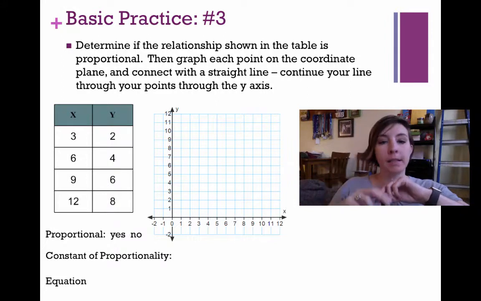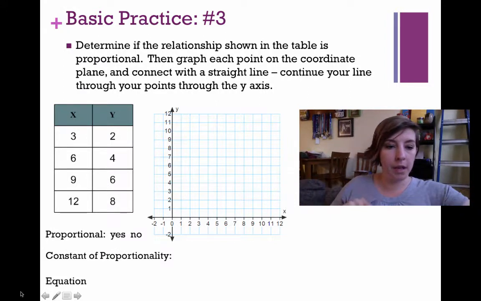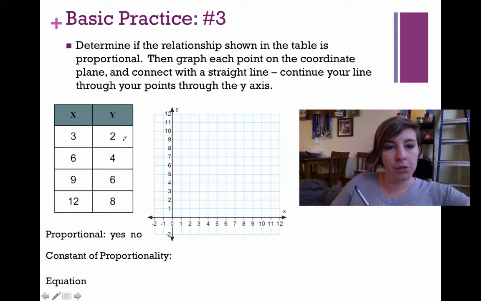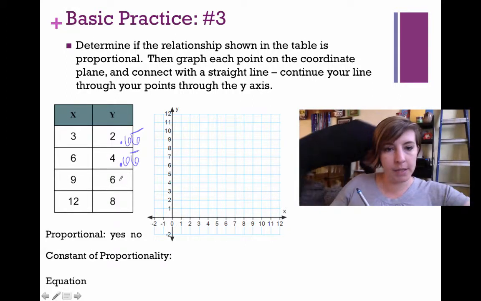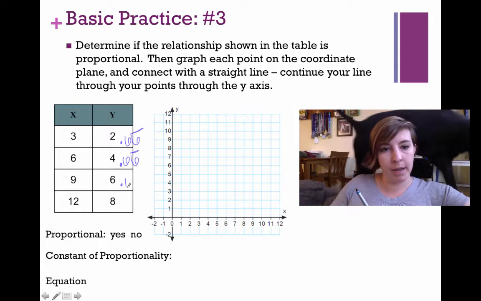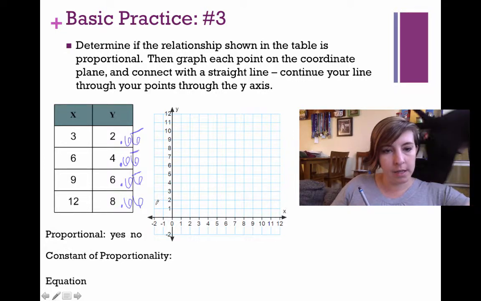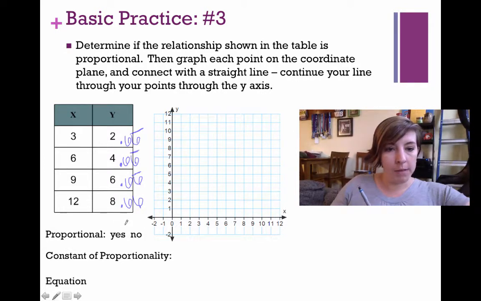Okay, so let's see here if this table is proportional. And if it is, we're going to write our equation, and then we're going to graph it. So 2 divided by 3, when you divide that out, as a decimal is 0.66 repeating. As a fraction, it would be 2/3. 4 divided by 6 is 0.66 repeating. 6 divided by 9 is 0.66 repeating. And 8 divided by 12 is 0.66 repeating.